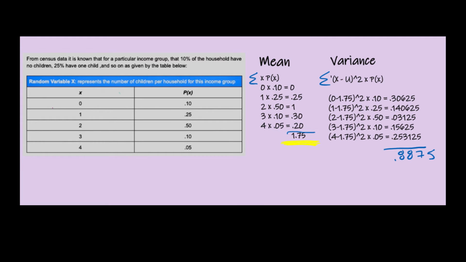The next table over that I created helps me calculate the variance, which is the summation of x minus mu squared multiplied with the probability. I add my values at the end and calculate my variance to be 0.8875. Standard deviation is found by taking the square root of the variance, which is 0.9421.